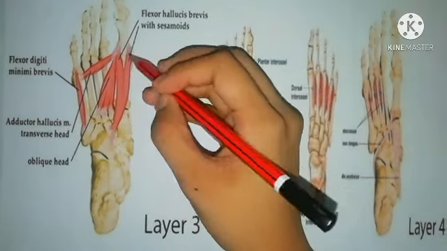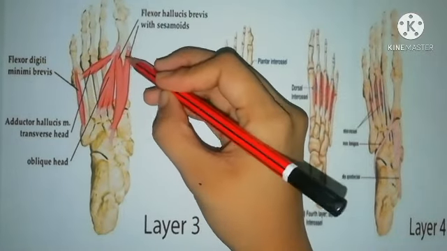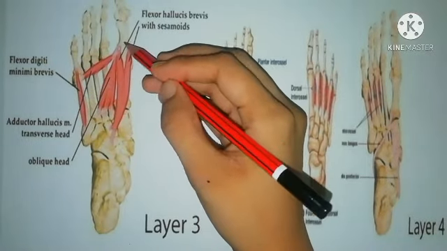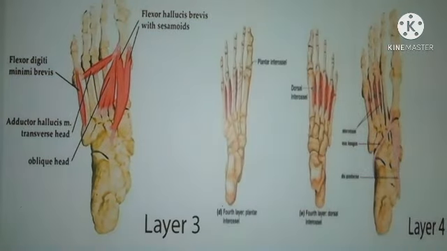Insertion: the muscle splits into medial and lateral limb. The muscle is inserted into the base of the proximal phalanx of the great toe. This is the great toe. Nerve supply is medial plantar nerve. Action is the flexion of the proximal phalanx at the metatarsophalangeal joint of the great toe.